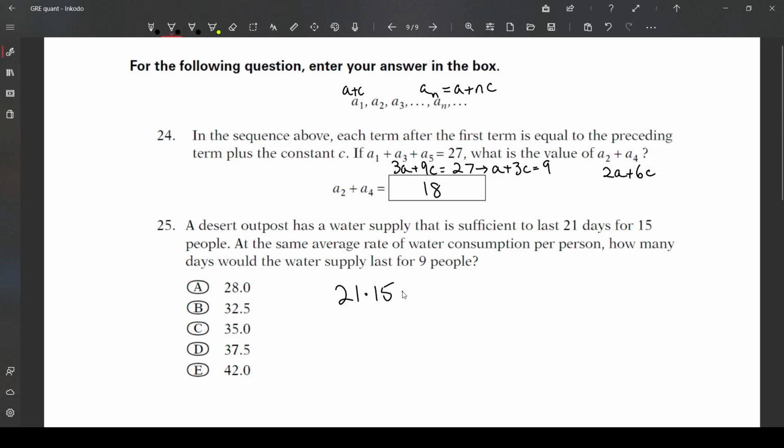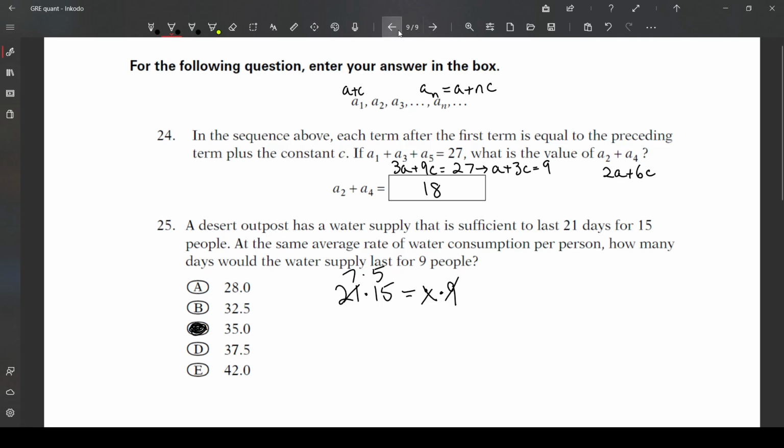And so this should be equal to x times 9, right? Because if you decrease the number of people, less people are drinking, and so your water lasts longer. And therefore we can divide. This becomes 7 times 5, which is 35. And so that's the end.